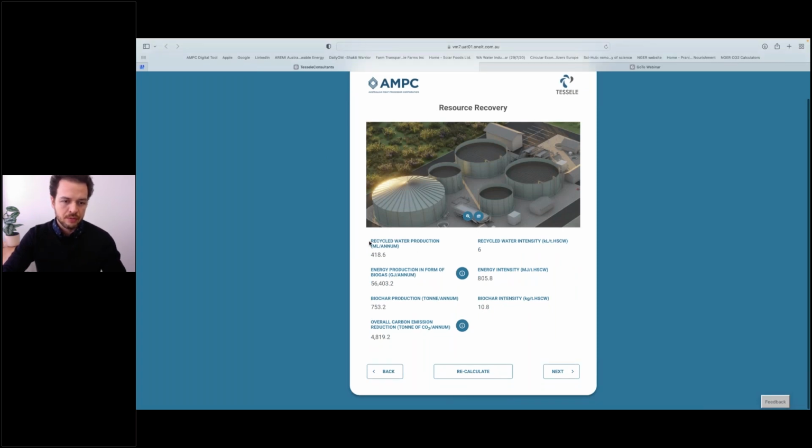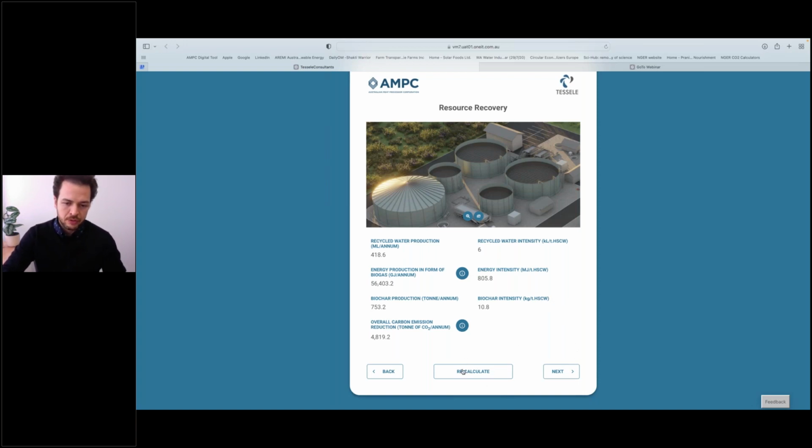This page will show the resource recoveries, byproducts. For example, the recycled water production, the energy production in form of biogas, the biochar production, the overall carbon emissions reduction, and then the recycled water intensity, which is in kiloliters per ton of hot standard carcass weight, in average 90% of the input. The energy intensity in megajoules per ton of hot standard carcass weight, and the biochar intensity, how many kilograms of biochar can be produced by tons of hot standard carcass weight.